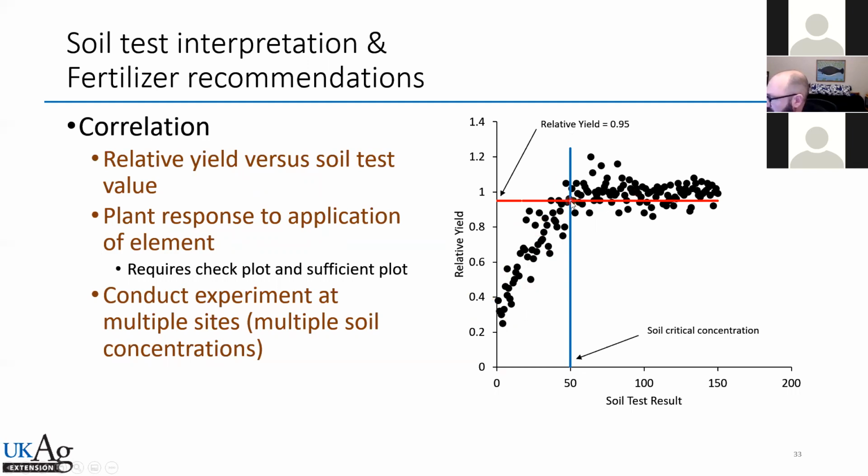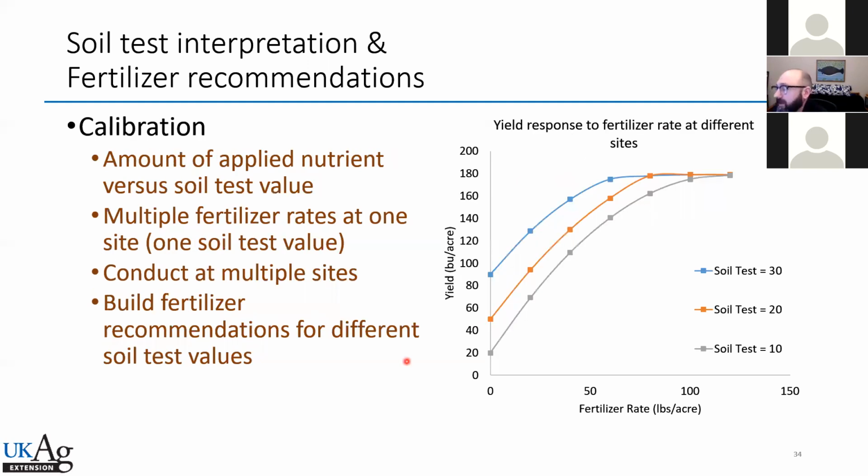And I say, okay, from here on up, I don't need fertilizer because my unfertilized plot and my fertilized plot got the same thing. So everything below there needs fertilizer. And we do this for all the nutrients, right? So that's correlation. Calibration: now I know the soil test point where I need fertilizer on average.